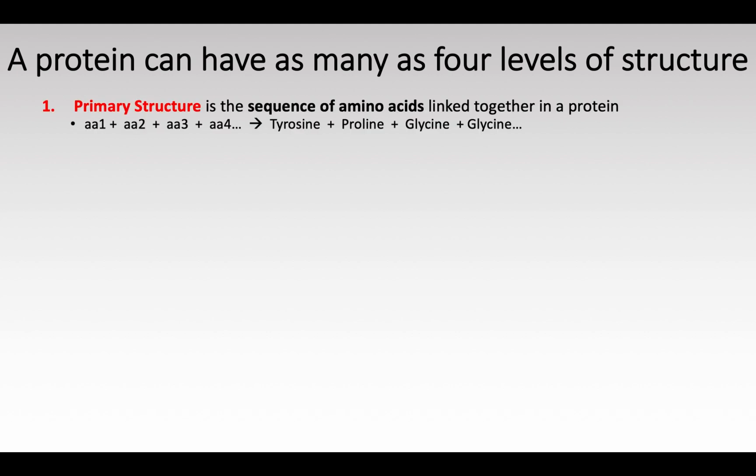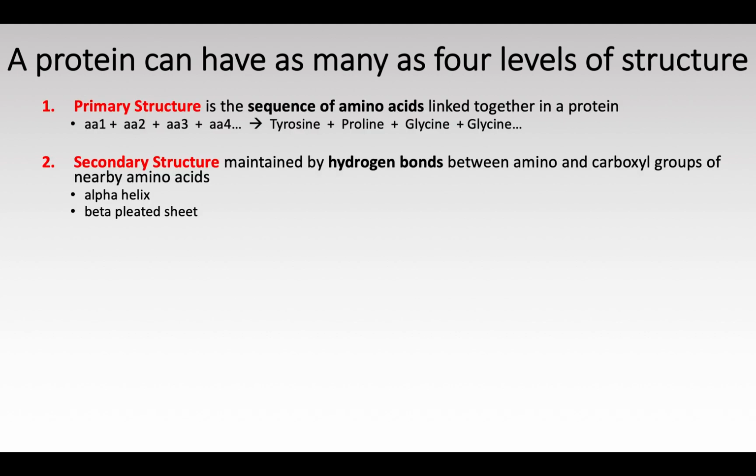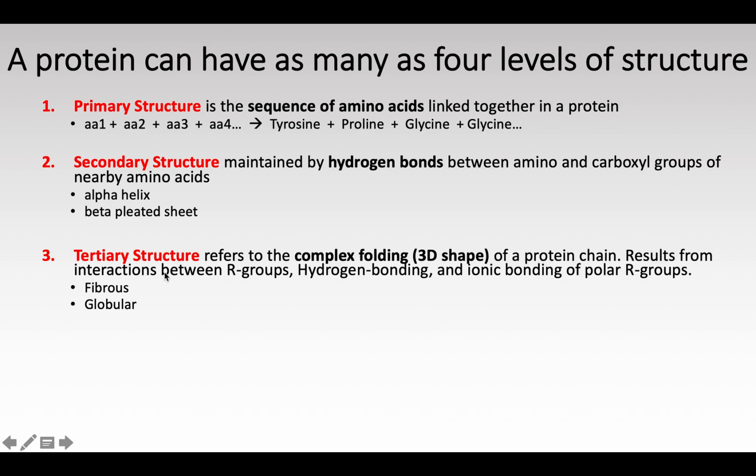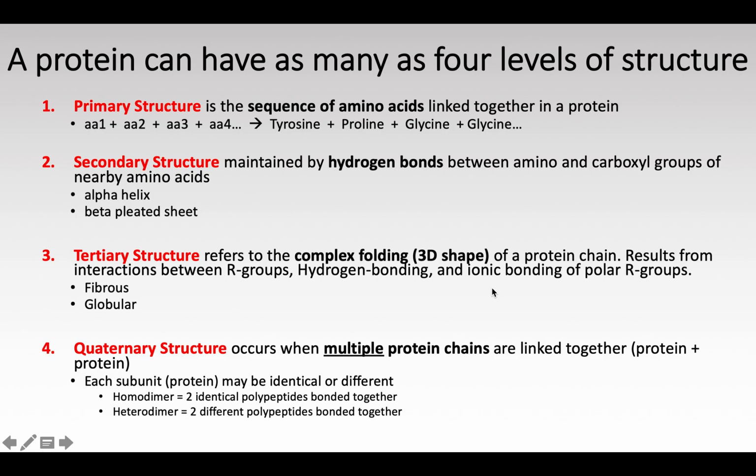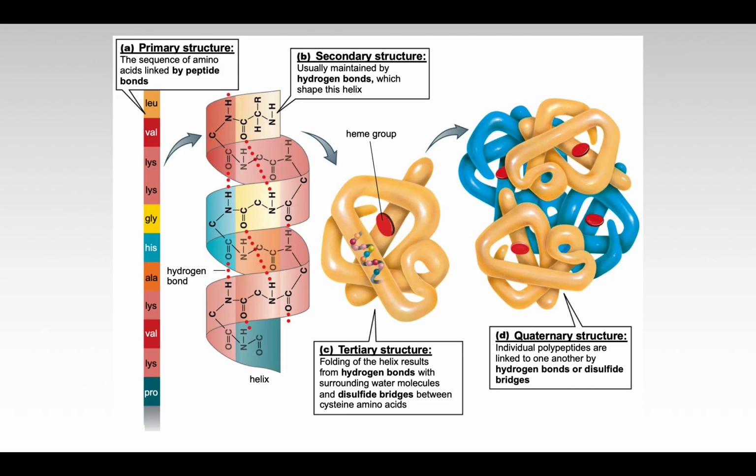Proteins have 4 levels of structure. Primary structure, which is just the sequence of amino acids. Secondary structure, held together by hydrogen bonds, alpha helices, beta pleated sheet. Tertiary structure, complex folding, held by interactions of R groups, right? Hydrogen bonding, ionic bonding, polar binding, etc. Quaternary structure, 2 chains coming together.